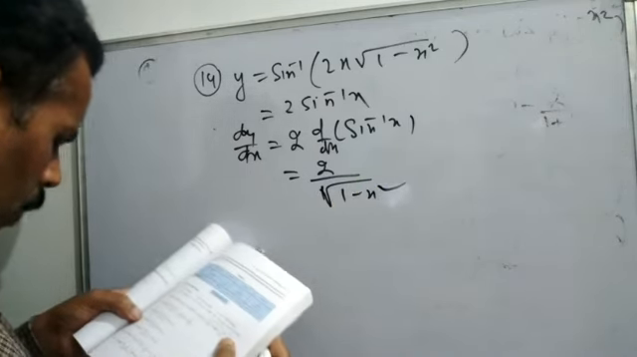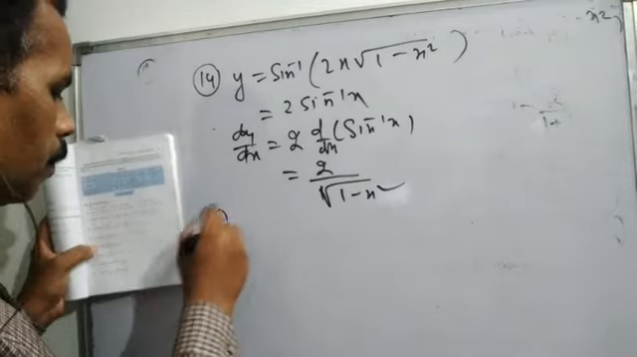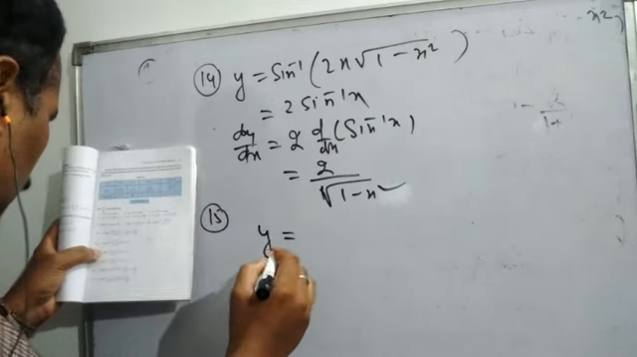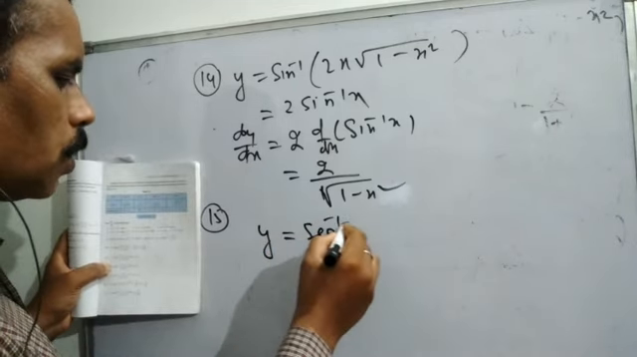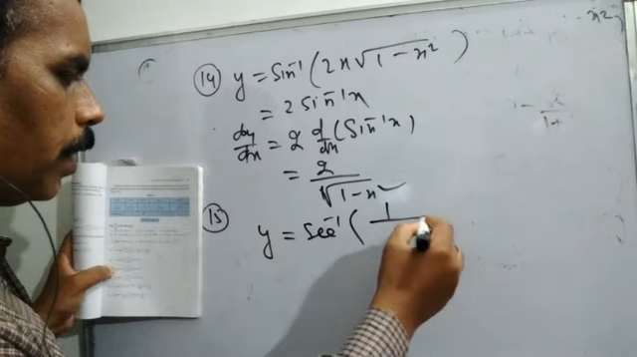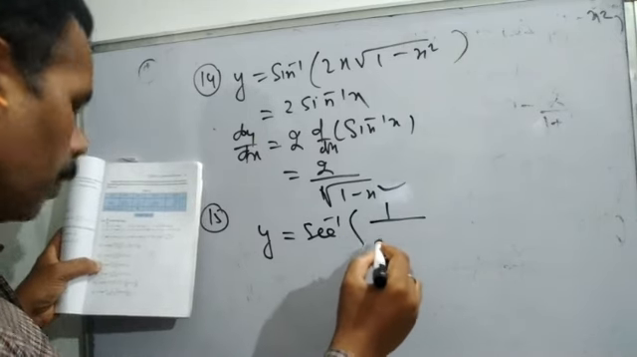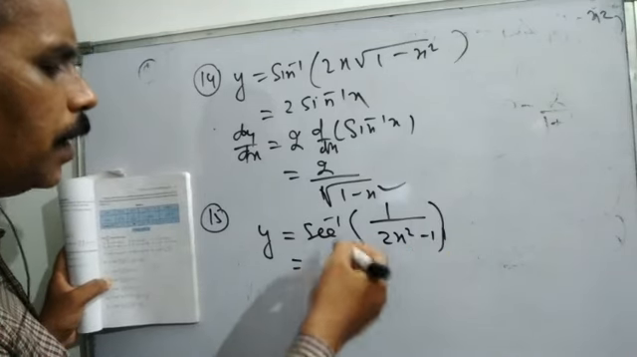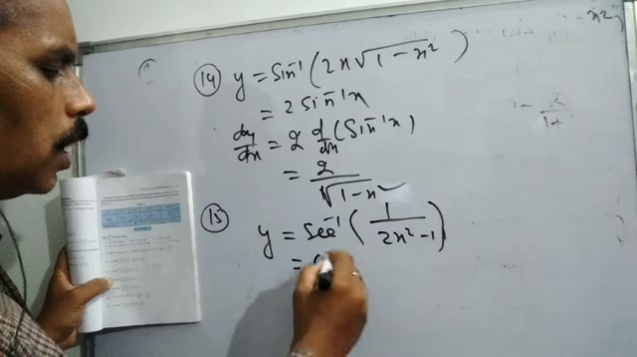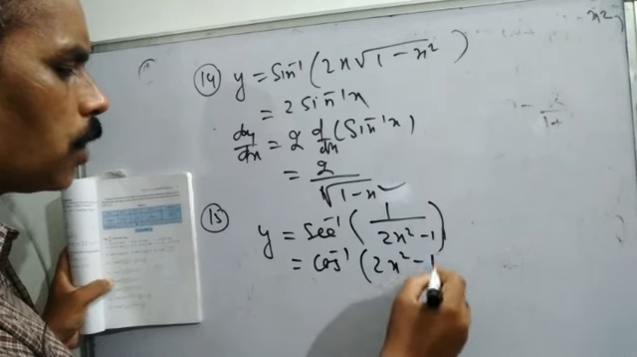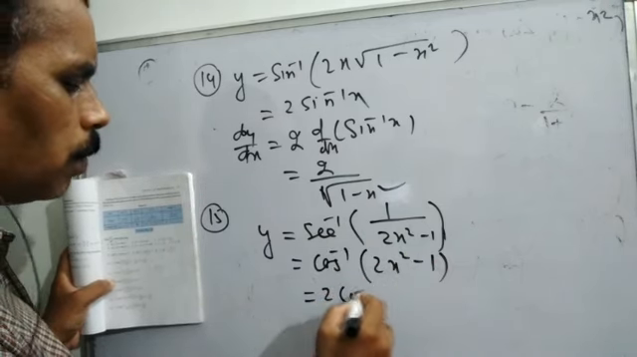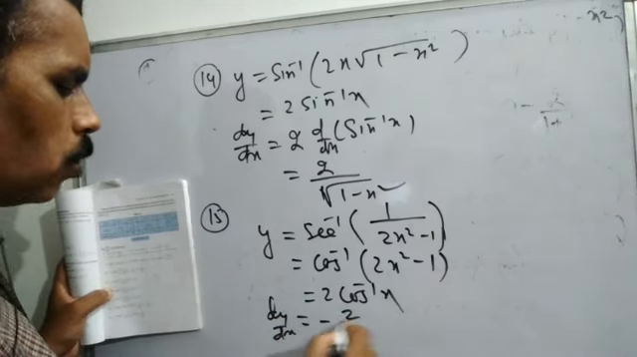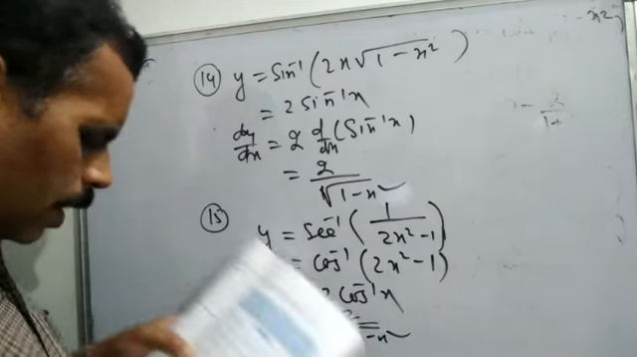Similarly, question 15. y is equal to sec inverse 1 by 2x square minus 1. So we will convert it into cos inverse form, taking the reciprocal, that is 2x square minus 1, and that value is 2 cos inverse x. Then dy by dx is equal to minus 2 by root over 1 minus x square.